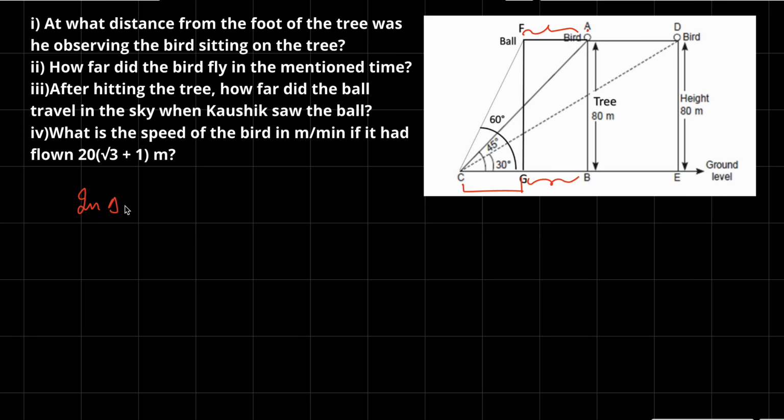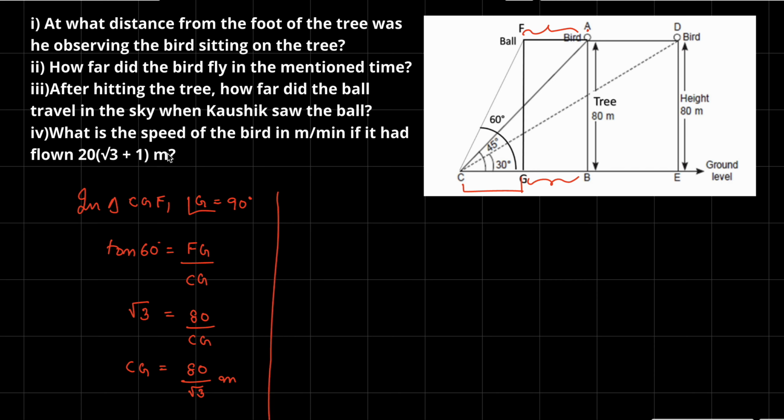In triangle CGF, angle G is equal to 90 degree. Now tan 60 is equal to opposite, which is FG, divided by CG. Tan 60 value is √3. FG is not exactly given to us directly as 80 meters, but it is mentioned in the sum that the ball was at the same height as the bird. So that is 80 divided by CG, which is what we want to calculate. CG is equal to 80 divided by √3 meters.